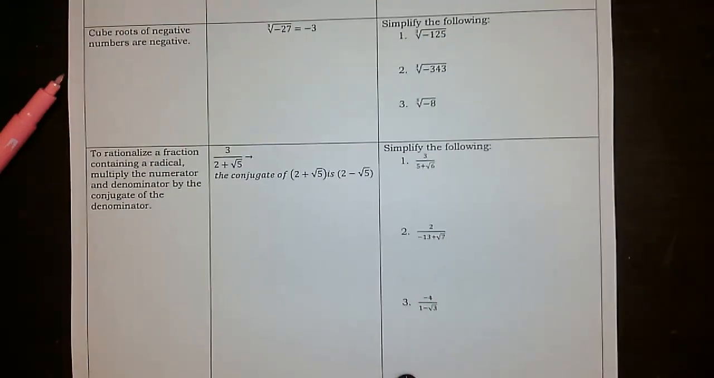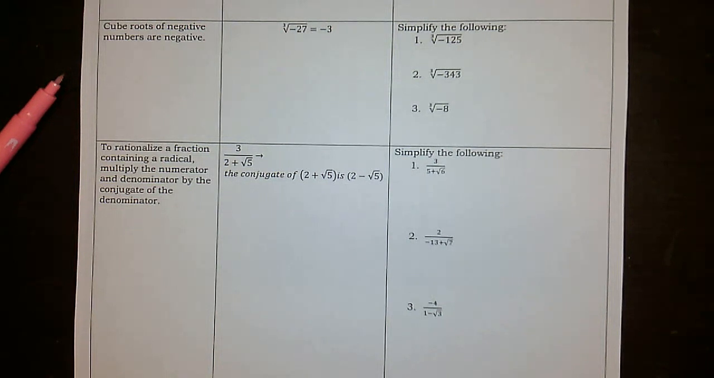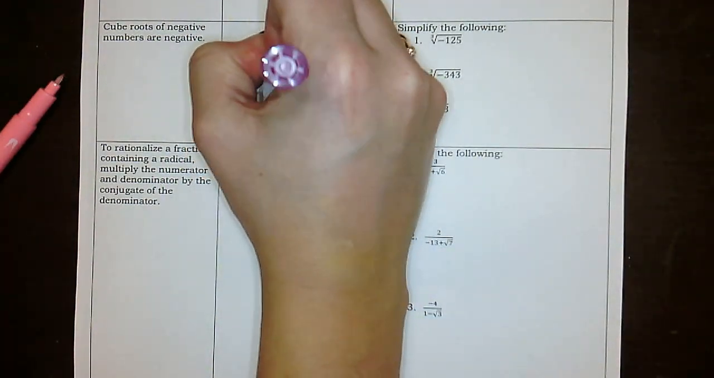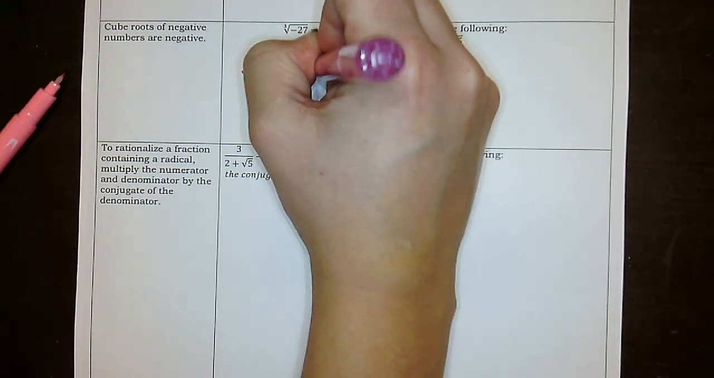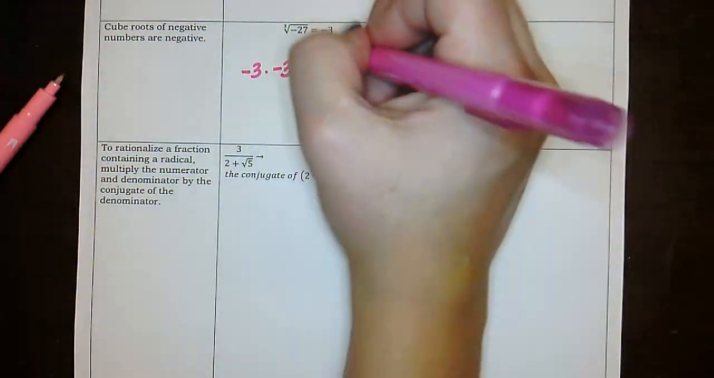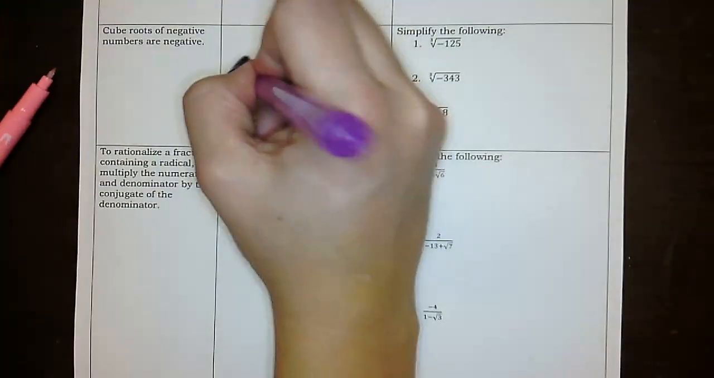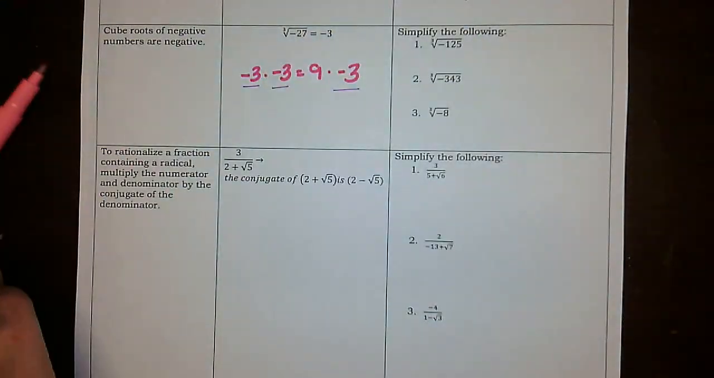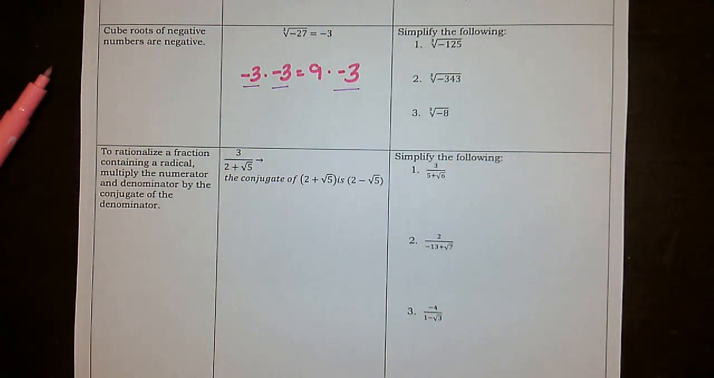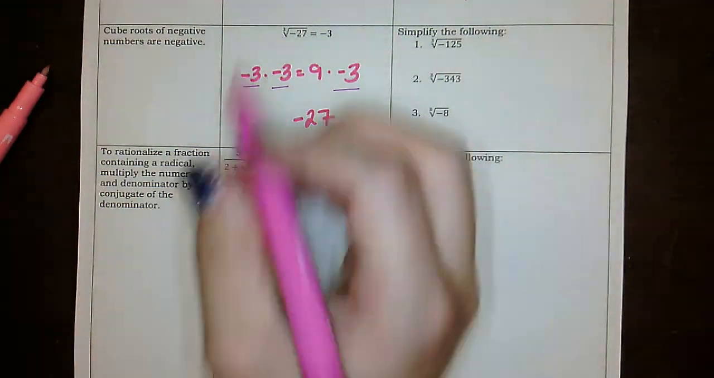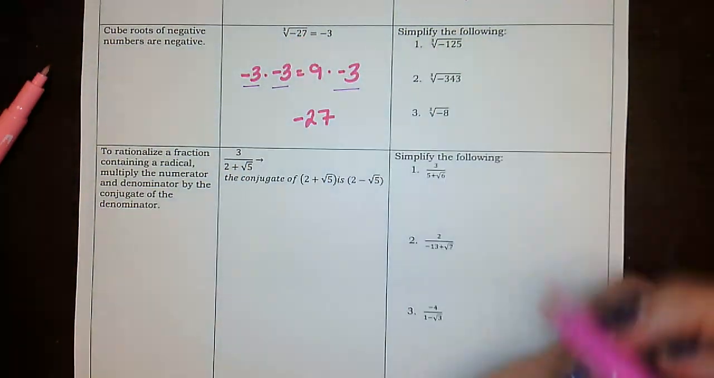Okay, almost done with this, and then we'll look at a couple of examples. If you are cube rooting a negative number, the number will be negative. Here's why. Negative 3 times negative 3 gives me positive 9. But then I multiply by negative 3, because remember, if it's being cubed, you multiply it 3 times. So 9 times negative 3 gives me a negative 27. So this is why anytime you do a cubed root of a negative number, it's going to be negative.